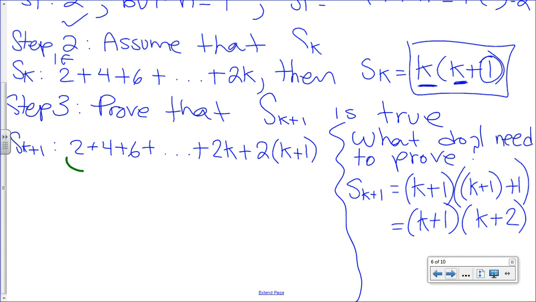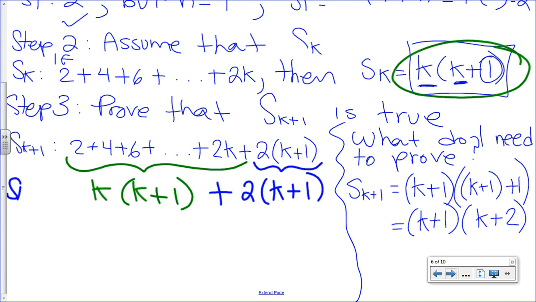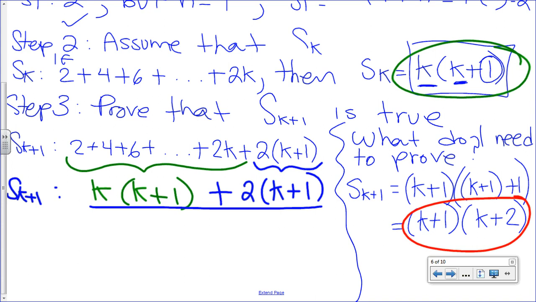And so what you're going to do is your assumption. That one goes from here to here. And that one, we assume that it was this. And then we're going to add the k plus 1 term. So what I want you guys to do is to make that statement look like this one here. Once you do that, you know you're done with your proof.